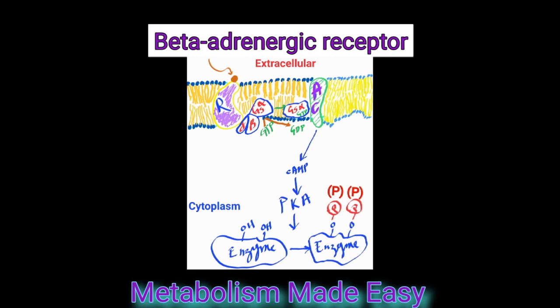Another slower effect of PKA involves its ability to activate a cyclic AMP responsive element binding protein, which is essentially a transcription factor that can activate the transcription of specific genes.